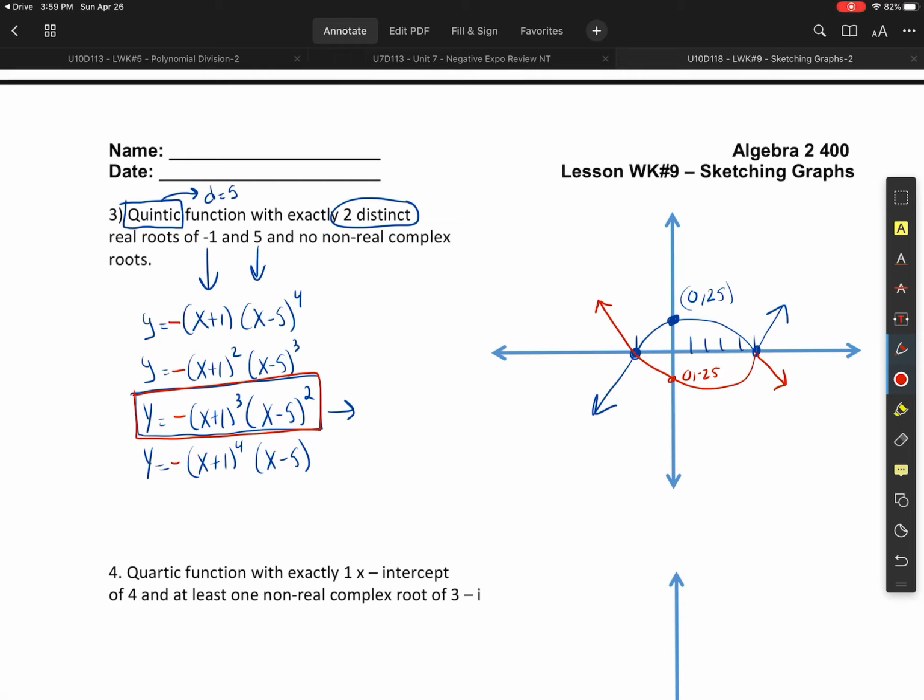In these situations, sometimes there's multiple correct answers. I know that stresses people out sometimes, but it's okay. Whatever works is fine with us. Even taking it a whole nother step, you could throw a negative 2. You can make this 1/2 as lead coefficient. Doesn't matter what you have as long as you have a quintic function with exactly 2 distinct roots of negative 1 and 5 and no non-real complex roots. That's what we gotta have.